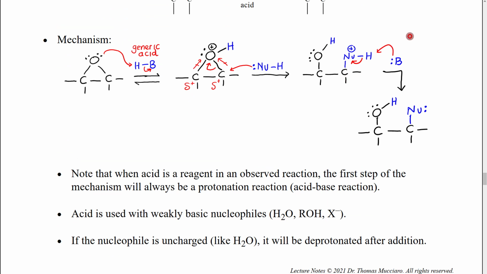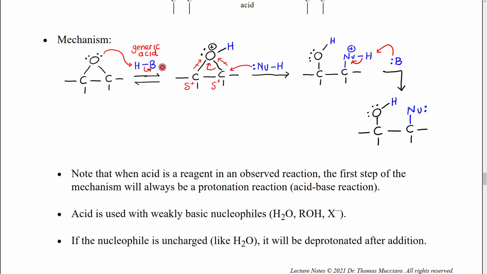Here's the mechanism of that reaction. Because it's an acid promoted reaction, what we're going to do is we're going to do acid-base reaction as our first step. Almost all reactions that have acid as part of the reagents will do acid-base reaction in the first step because acid-base reaction is so fast.